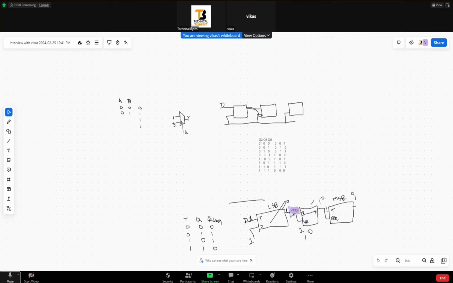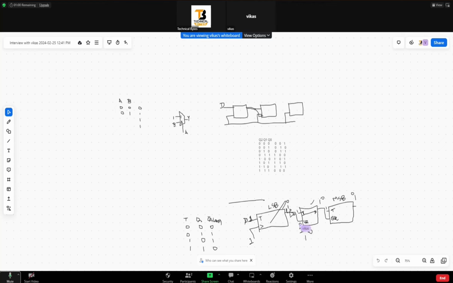But the NOT gate will give its output as 0. This is 1, right? Input is 1 now, but the output of the NOT gate is 0. Correct, sir. Here Q is 1. Here the input to this clock is 0. So that means a negative edge, right? Negative edge of the clock.